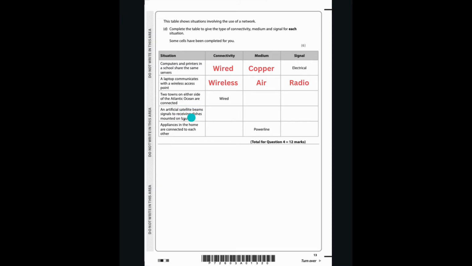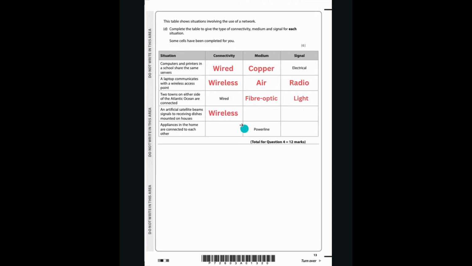Because the two towns are connected below the Atlantic Ocean, the answer will be fiber optic or optical fiber. For optical fiber, what type of signal are they using? Light. And an artificial satellite beams signals to receiving dishes mounted on houses. That means this is actually a satellite. So how does a satellite connect? It's wireless, right?